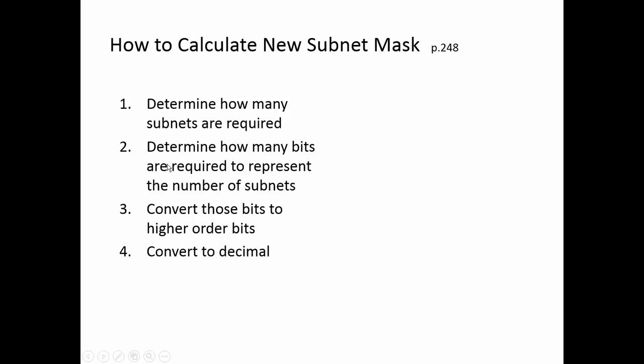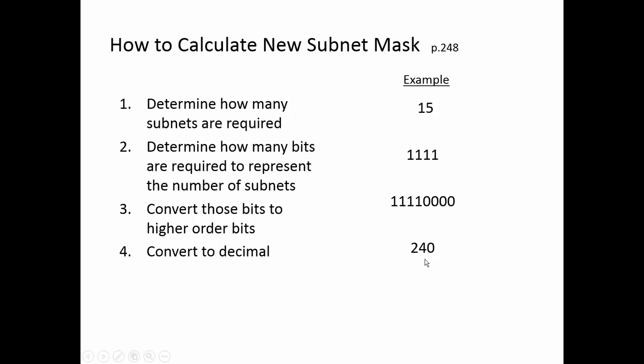4 steps. Determine how many subnets are required. Determine how many bits are required to represent the number of subnets. Convert those bits to higher order bits, and then convert to decimal. So here's the example. The example is we are told we have to divide our network into 15 different subnets. So, how many subnets are required? 15. How many bits are required to represent the number 15? And the answer is 4 bits. If we convert those 4 bits to higher order bits, we have 4 ones followed by 4 zeros. And if we convert to decimal, we get 240.